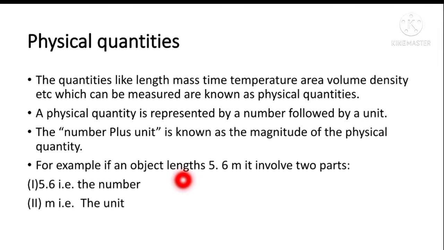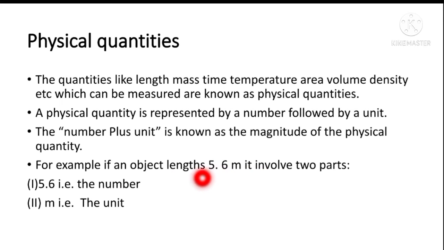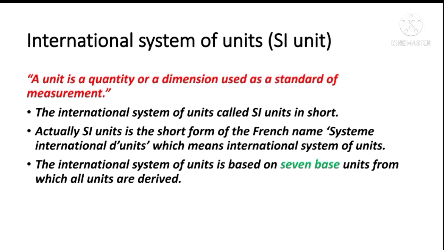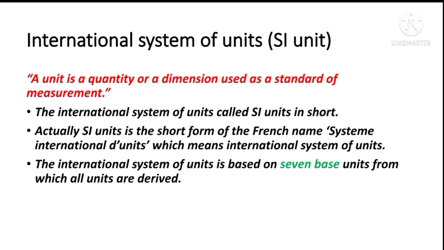For example, if an object has a length of 5.6 meter, here there are two parts. The first one is 5.6, which is the number, and meter, which is the unit. So number plus unit is known as the magnitude of the physical quantity. So in order to measure, we require a unit. There is an international system of units, which is shortly known as SI unit.